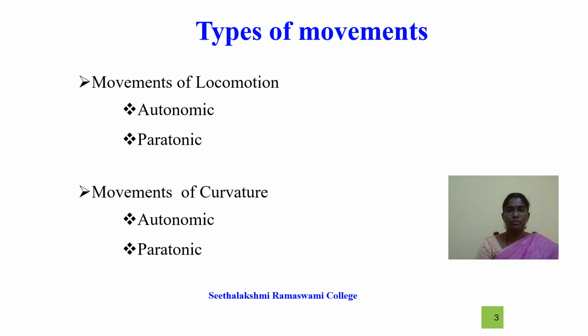There are two types of movements on the basis of the response, that is, movements of locomotion and movements of curvature. Movements of locomotion means the whole plant or cell or cytoplasm moves from one place to another place. Movements that occur naturally are called autonomic or spontaneous movements of locomotion. Those induced by an external stimulus are paratonic or tactic movements. The movements of curvature in higher plants, which are fixed, are restricted only to the bending or curvature of some of their parts. There are two types, that is autonomic and paratonic movements of curvature.